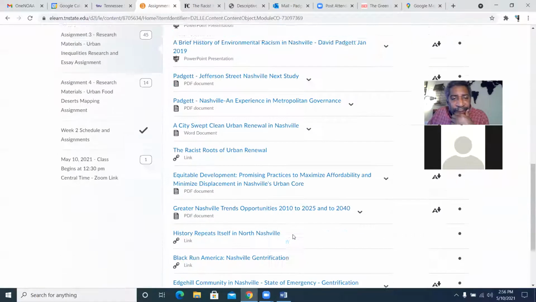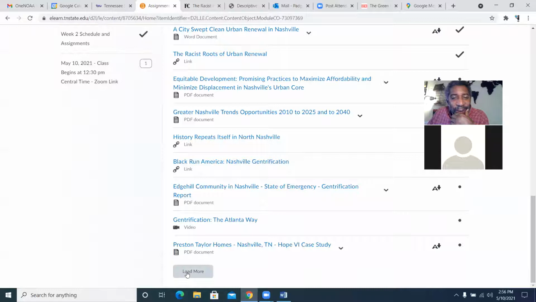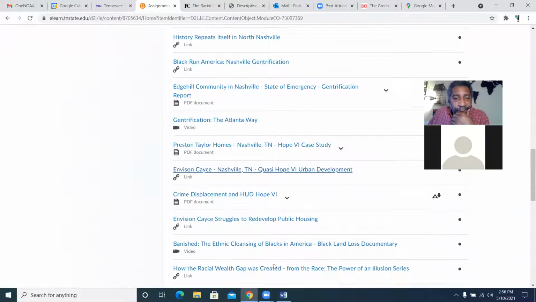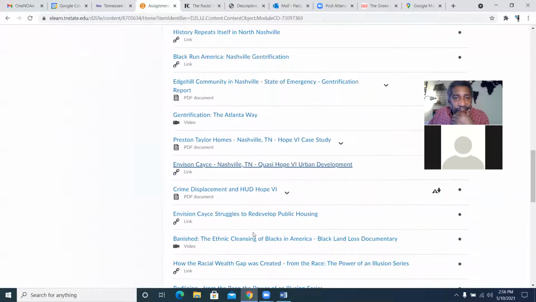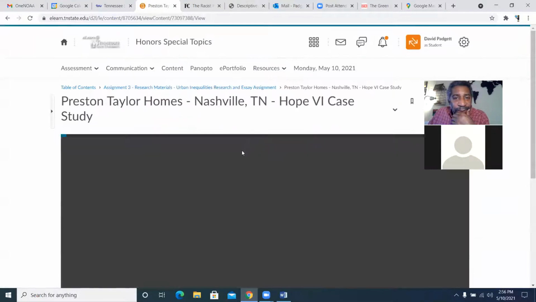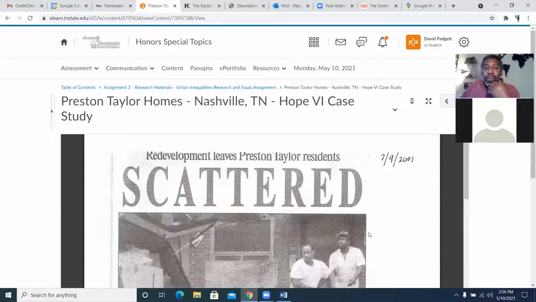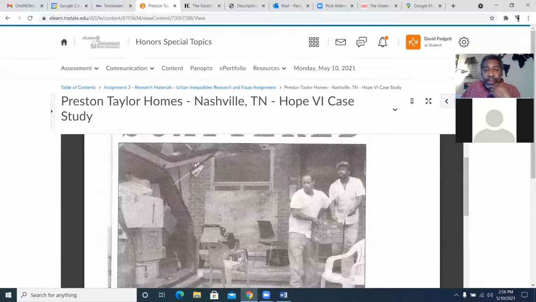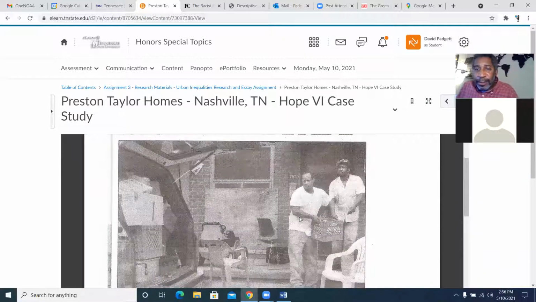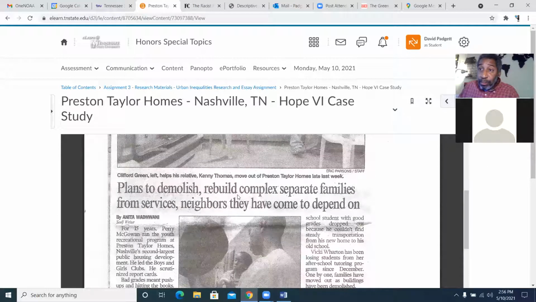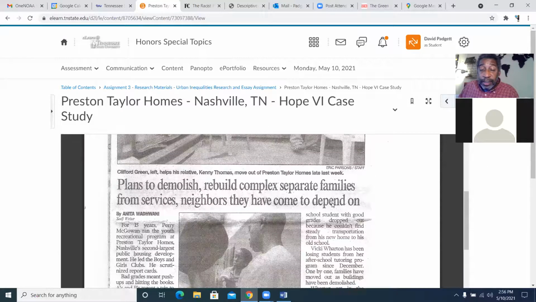Let me see if I have it. Oh, right here. Is this the Preston Taylor? I don't think this is it. Yeah, this is it. So here's Preston Taylor. This is what Preston Taylor Homes looked like. Typical public housing, the bricks. And the old public housing was demolished.